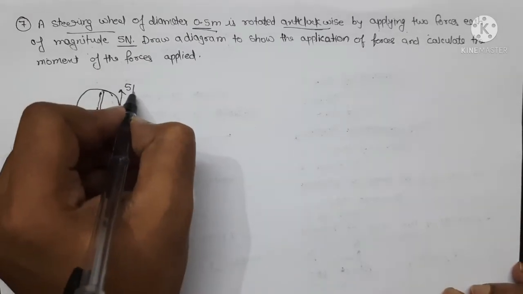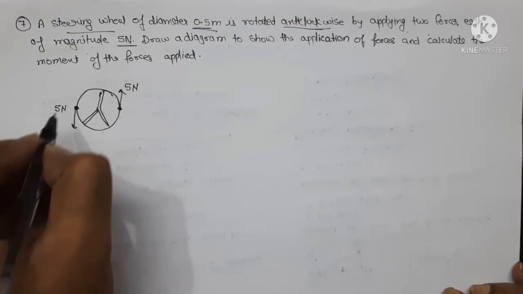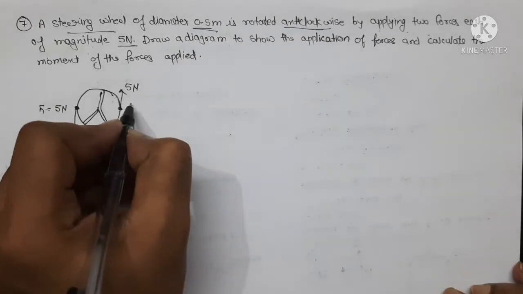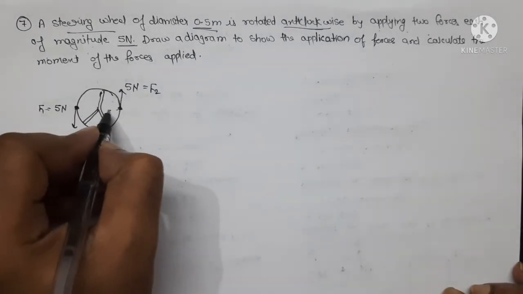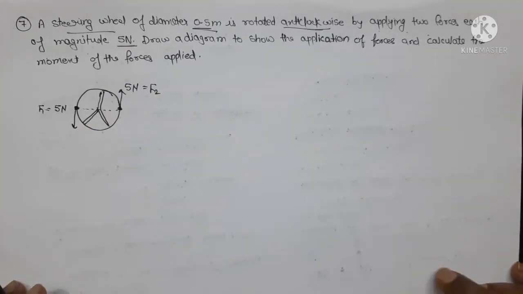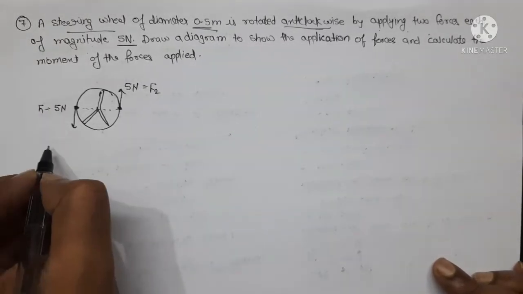So let's say it is of 5 Newton, which is given to us, and this is again the second force of 5 Newton. Let's say this is my F1 and this is our F2, and the diameter will be this one. It is 0.5 meter. So first we will find out the moment of force due to only one force.